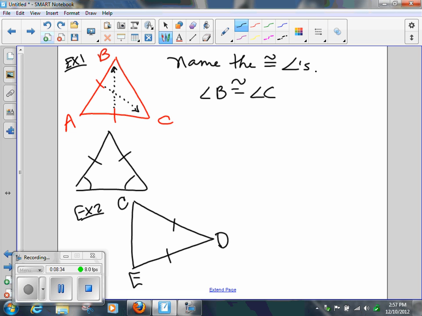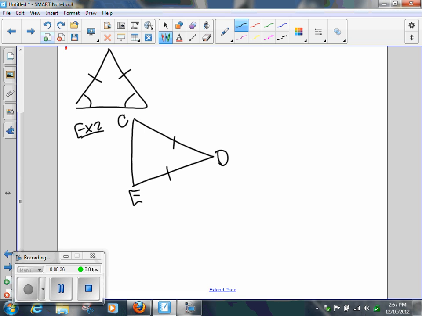Don't say anything out loud. Look at that picture. You've got triangle CDE as an isosceles triangle. You know that side CD is congruent to side DE. Okay, Lauren? All right, now.